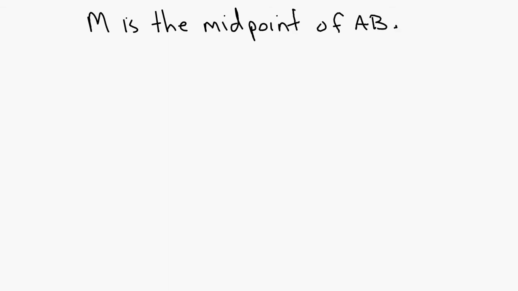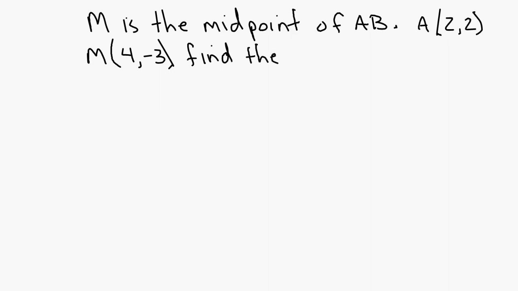So we're going to say that M is the midpoint of AB. A is 2, 2. M is 4, negative 3. Find the coordinates of B.